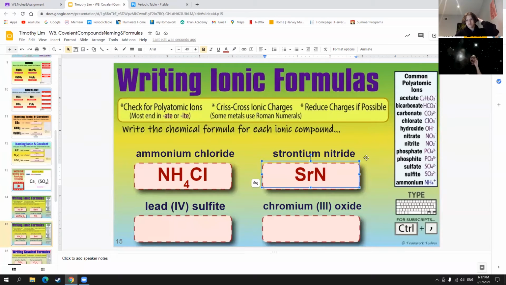I think we need 2 nitrides. Yeah, that's correct. Good job. So we just leave it like that? No. Then you do the subscript and say 2 to show there are 2 nitride ions.